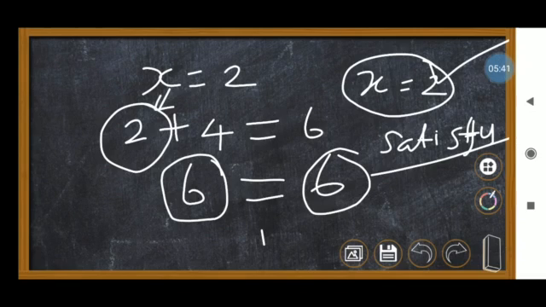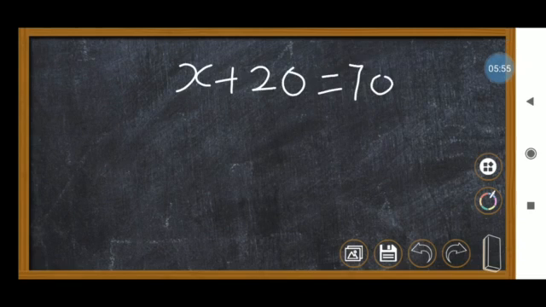Anyway, in your book they gave some examples. First we will solve those examples, then we will come to the exercise. In your book they gave x plus 20 equal to 70. x plus 20 equal to 70.